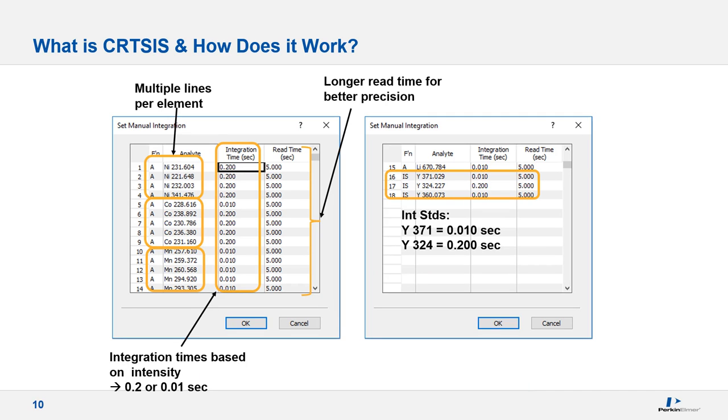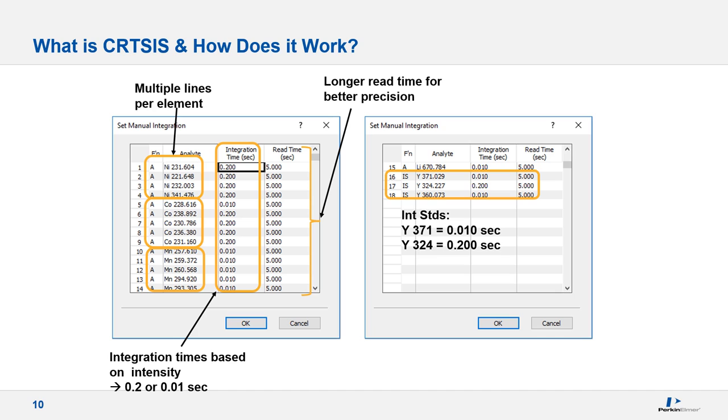When developing a CIRTSIS method, it is a good idea to start by selecting multiple wavelengths per element. As shown in this example from one of my coworkers in Shanghai, for the determination of nickel, cobalt, and manganese in the production of a lithium-ion battery material. In this case, the ratio of nickel to cobalt to manganese affects the performance of the battery. Therefore, it is very important to obtain accurate, precise values for these elements.